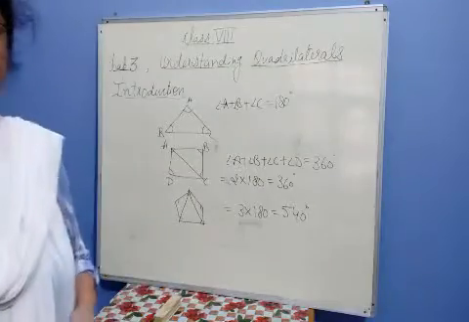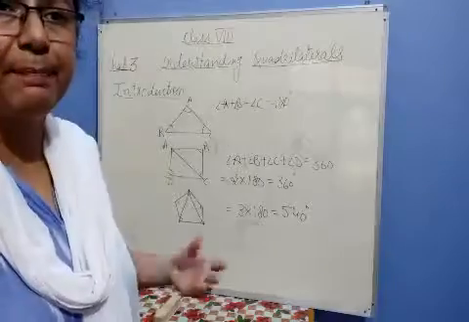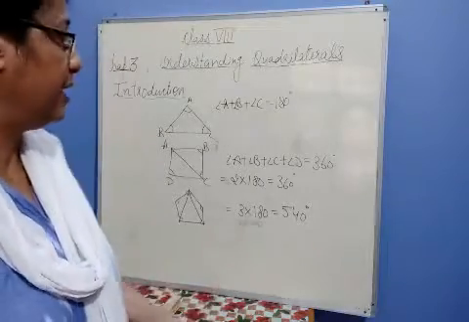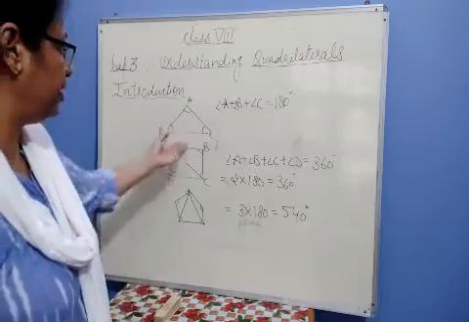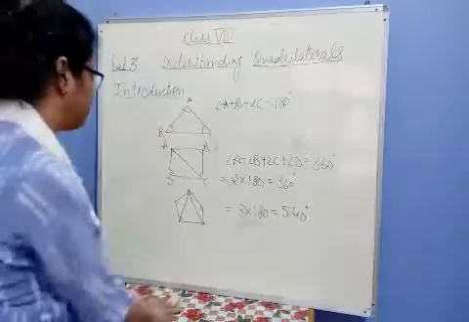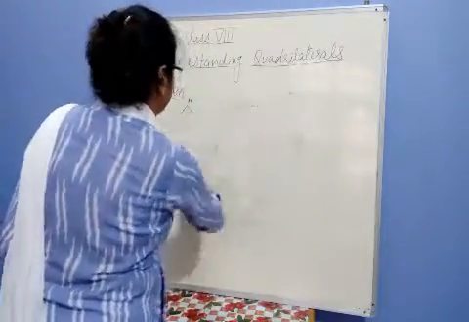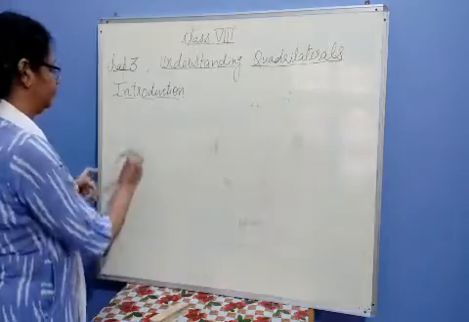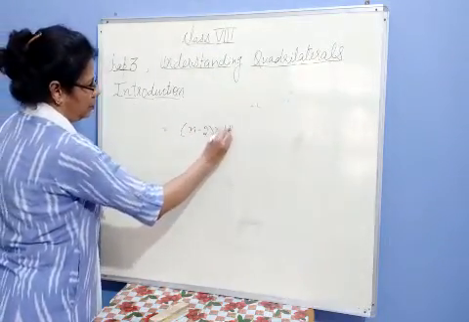But similarly, if we increase the number of sides of different polygons like heptagon, nonagon, decagon, then it will become a difficult task. How will you find the sum of interior angles like this? It will be difficult for you. So we have a very simple formula to find the sum of interior angles of any regular polygon: n minus 2 into 180.